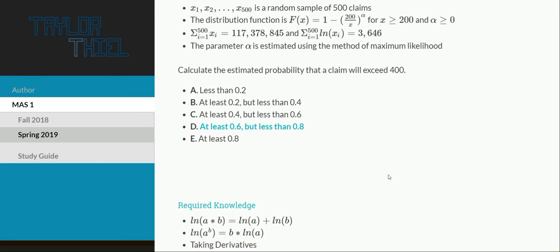So now we can scroll up and see that our answer is actually D.